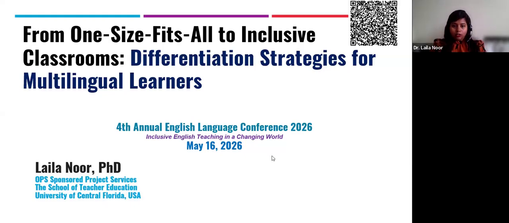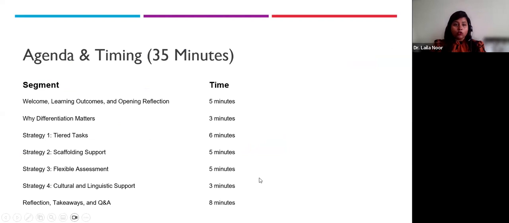So here is the roadmap of today's workshop. At the beginning we'll talk about the learning outcomes of this workshop, what we will come across, and why this topic is necessary. Then I will provide four strategies: tiered tasks, scaffolded support, flexible assessment, and cultural and linguistic support that teachers can use in their classroom to address the diverse needs of learners. At the end of the workshop, we have some reflection questions, takeaways, and also a question and answer session.